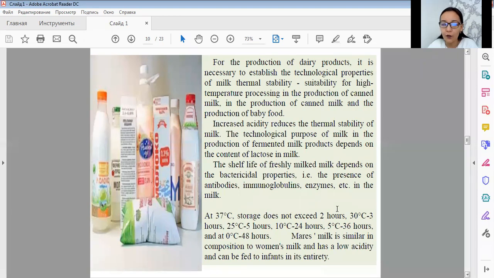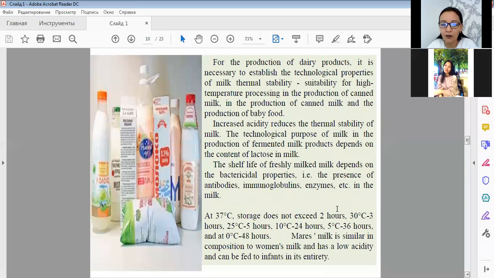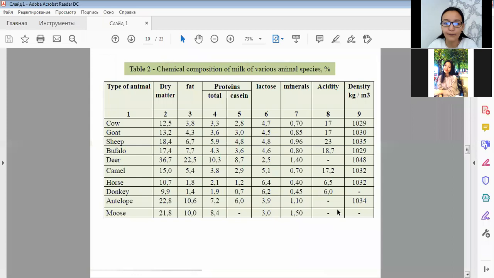At 37 degrees, the storage does not exceed about 2 hours. At 30 degrees, about 3 hours. At 25 degrees, 5 hours, at 10 degrees, about 2 days, and at 5 degrees, about 3 days. And at 0 degrees, about 4 days. Mare's milk is similar in composition to woman's milk and has a low acidity, and can be fed to infants in its entirety.